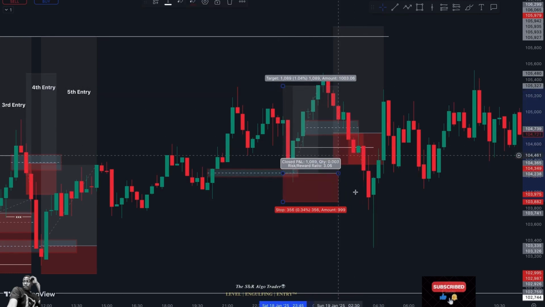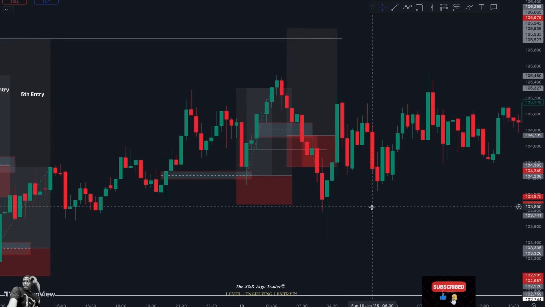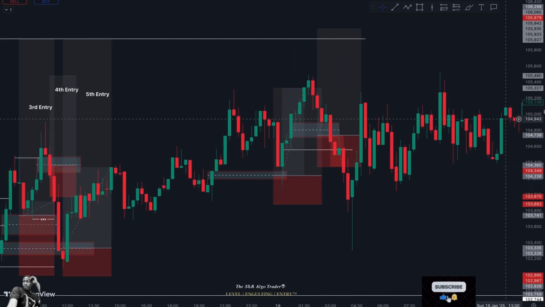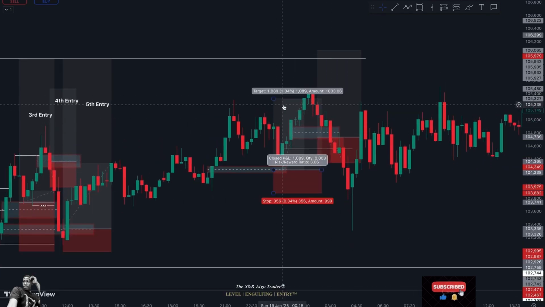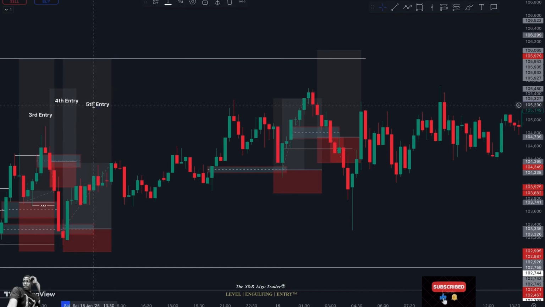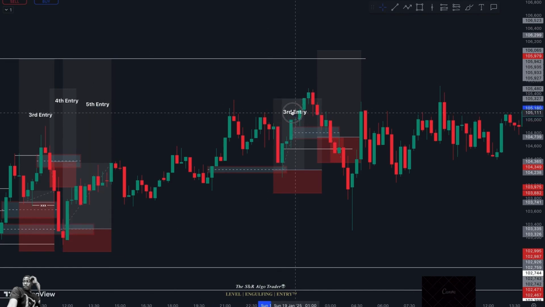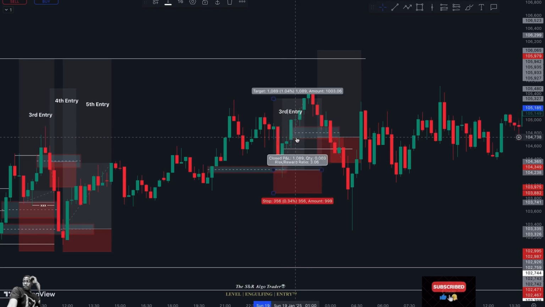3 RR trade, yeah, and a quick one. So I left the market with a 3 RR, a very quick one. So that was my sixth trade, sixth entry. That was a quick one. I didn't target the swing high. Did a quick entry in and out. So that was my sixth entry.